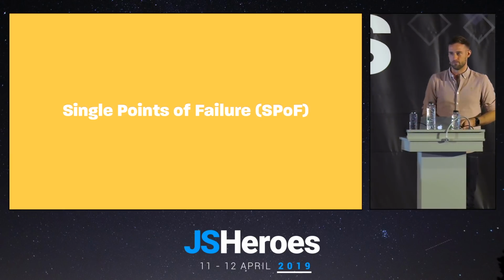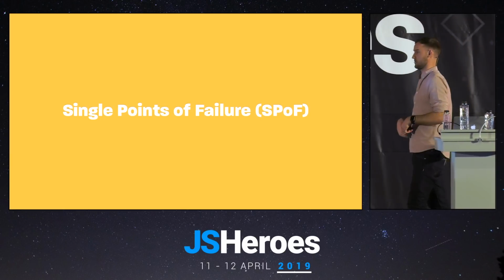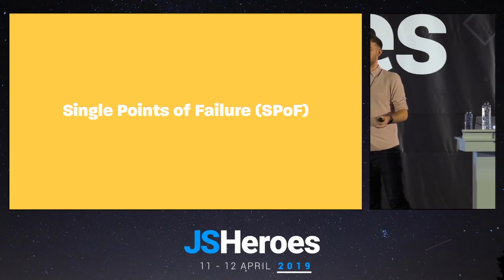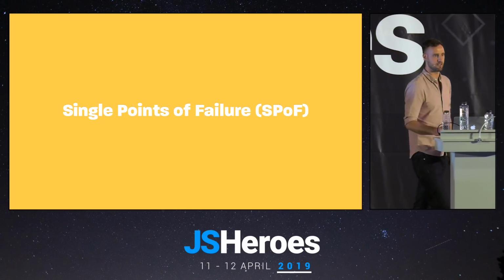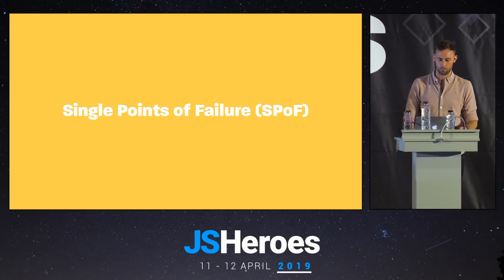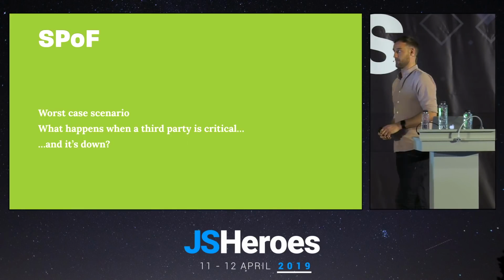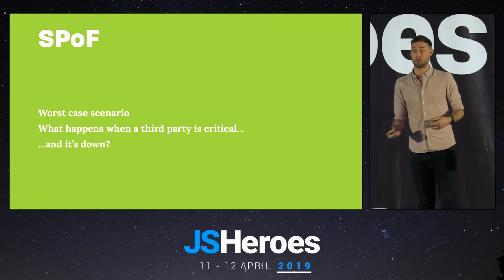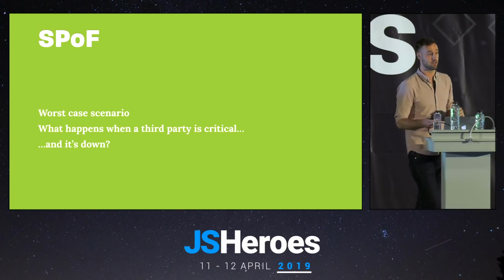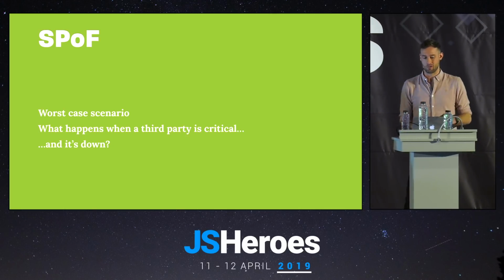Let's go one further. Let's imagine there isn't just simply a slowdown between first and third parties. What if the third party's gone offline completely? What if we've got a single point of failure? This is when it gets really bad. If you've got a synchronous third-party script and they have an outage, you are royally screwed.